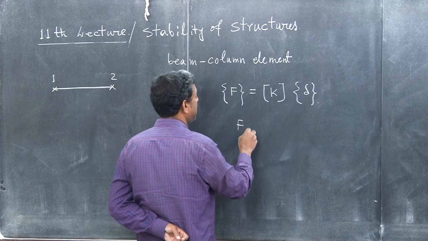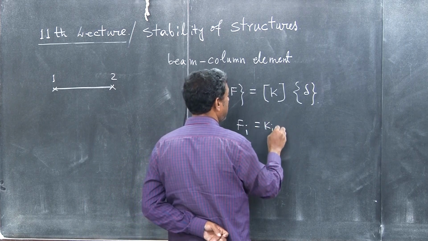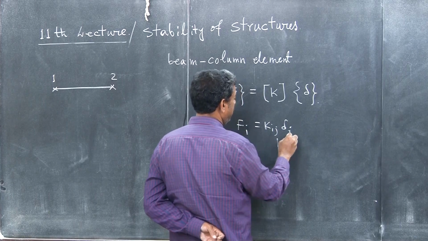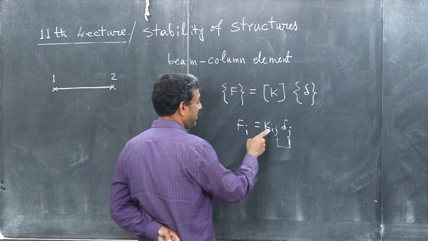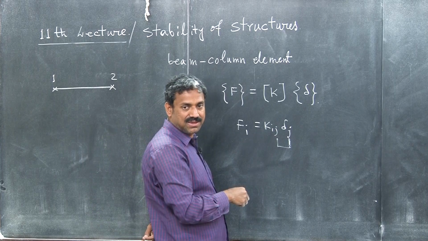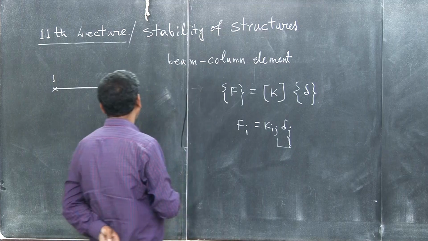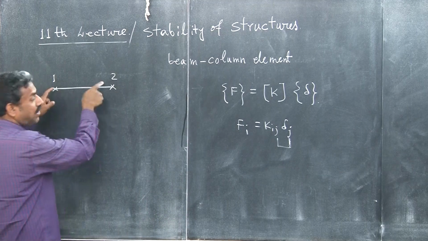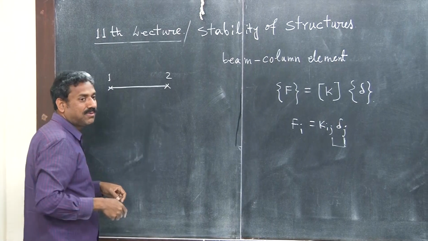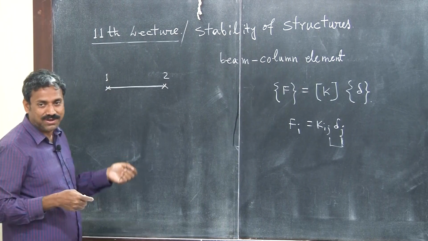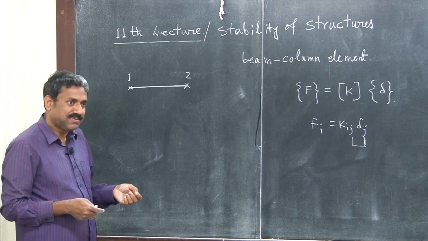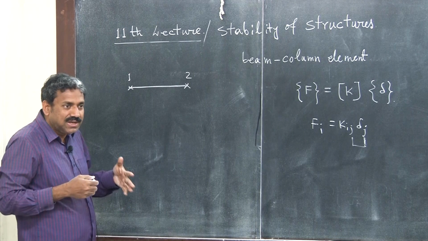So, Fi is essentially Kij into delta J, right. So, Kij is nothing but force developed at node I due to unit deformation at J, right. So, for a simple beam we can restrain all other degrees of freedom, give unit deformation here, and find out the force or moment developed, then we can find out the stiffness matrix term for the stiffness matrix, right? That is very simple. That's what we did in our undergraduate.